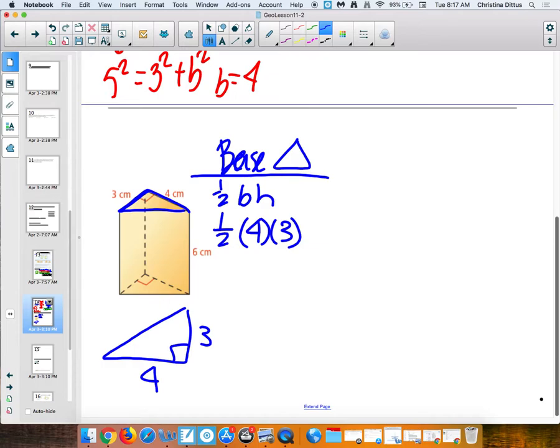Half of 4 is 2. 2 times 3 is 6. So one triangle, 6. How many triangles do I have? 2. So total base area is 12.